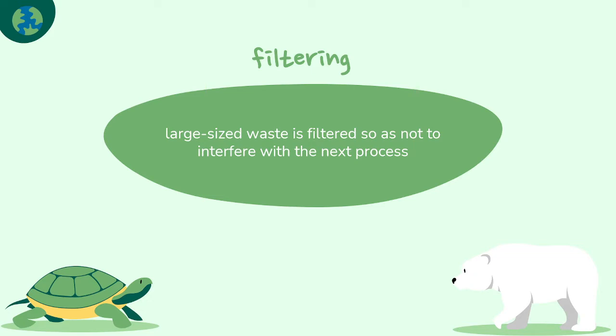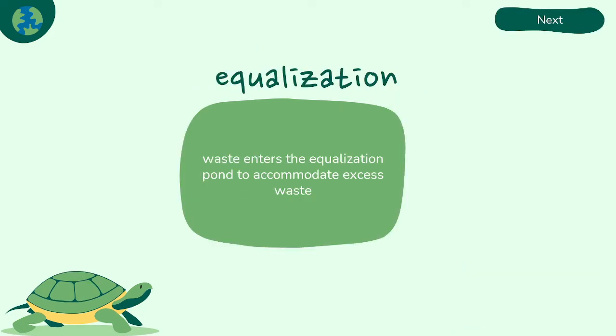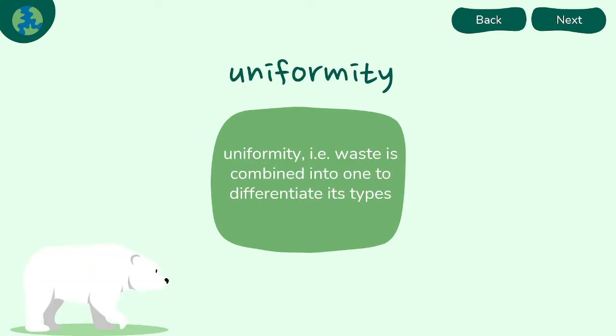Filtering. Larger-sized waste is filtered out so that it does not enter the next process. Next, equalization. Water enters the equalization point to accumulate excess waste. Next, uniformity. Water is combined into one according to its types.